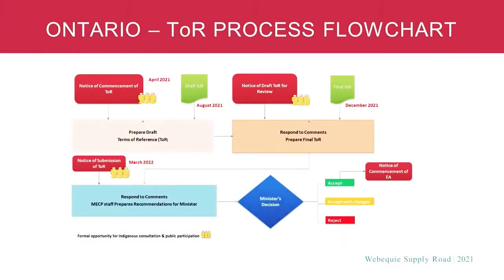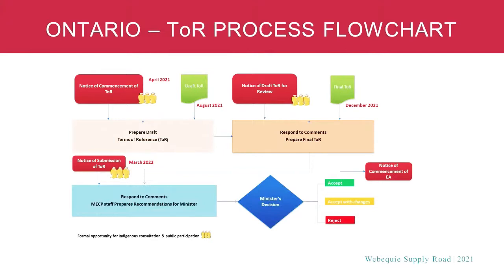So Ontario has a piece of legislation, the Environmental Assessment Act, that lays out for all proponents, not just for us, but all proponents, what that process is, and there's a code of practice for the proponents to follow as well. This is just a flow chart that gives you the roadmap of what the TOR process is. So again, it's not the EA, it's just the TOR.